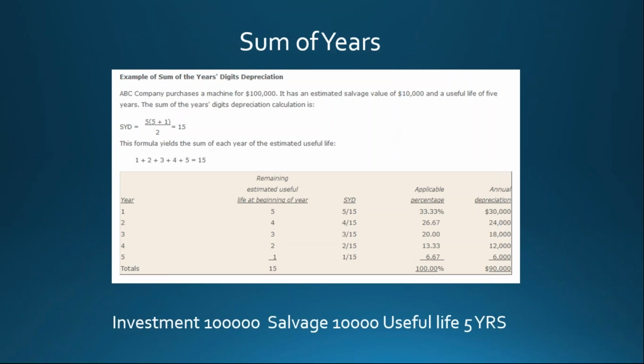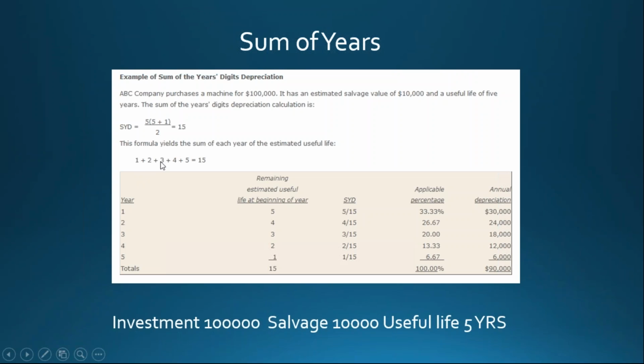The ABC company purchases a machine for $100,000. It has an estimated salvage value of 10,000. So it's the same example we just saw, and a useful life of 5 years, all right? The sum of years digits depreciation calculation is this, okay? This is the key. We start with useful life because the first thing we want to do is come up with a depreciation rate. The way we're going to do it here in sum of years is we're going to start with that useful life, okay?